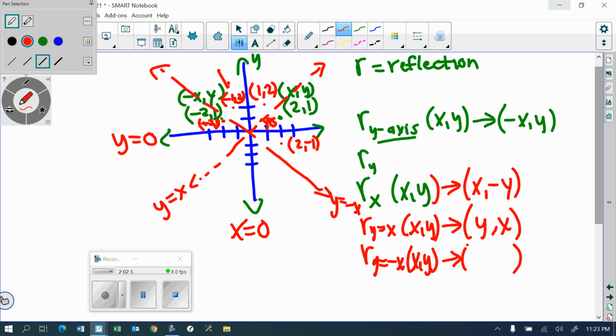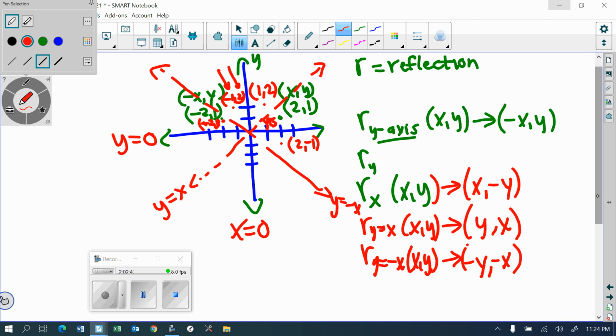So I'm looking at the new point. That new point, what is the negative 1? Negative 1 is related to the y coordinate of the original, but it's the opposite. This y coordinate of the image is related to the x coordinate of the original, but it's its opposite. That's how you need to say it. So reflection over the line y equals negative x of x, y becomes negative y, negative x. That's its rule. So that's for our main reflections right there.